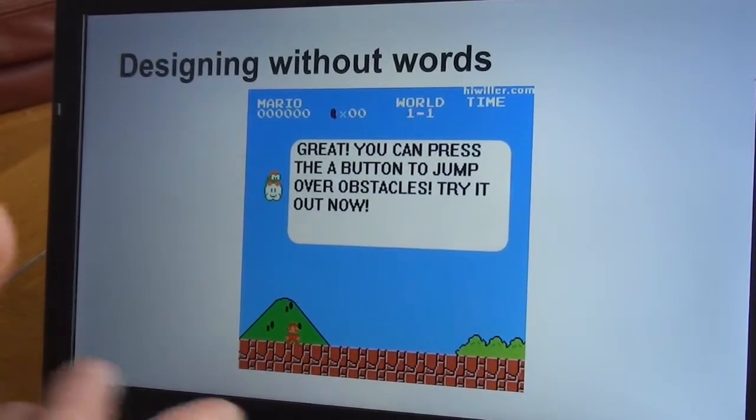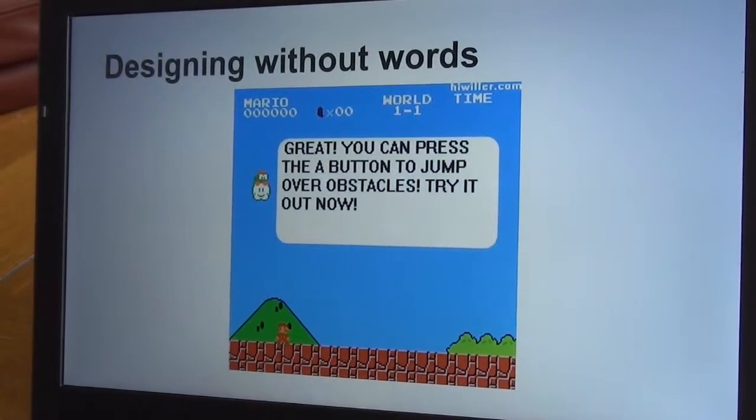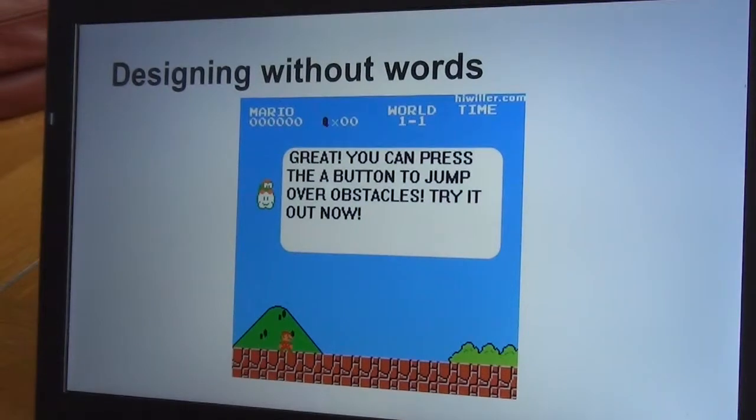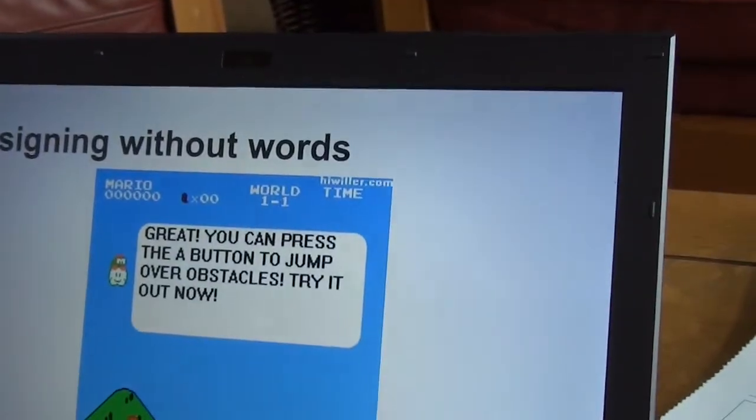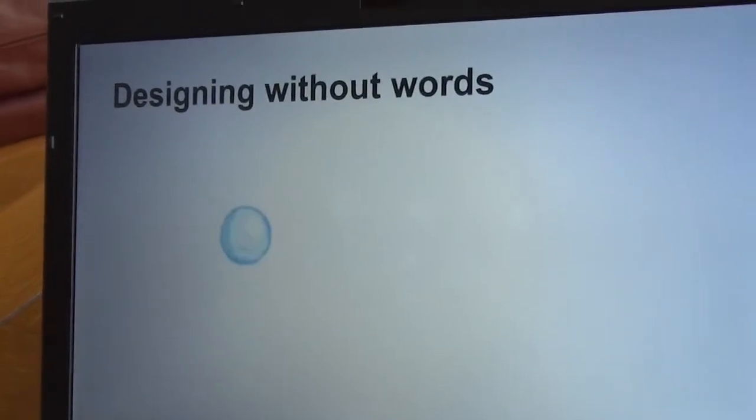They might have missed it. Maybe the sound was off. There's a few things that could happen that you can't guarantee, right? And so for us, our goal was to try and see if we could make a game just without any sort of words at all. And that comes with its own sets of challenges.